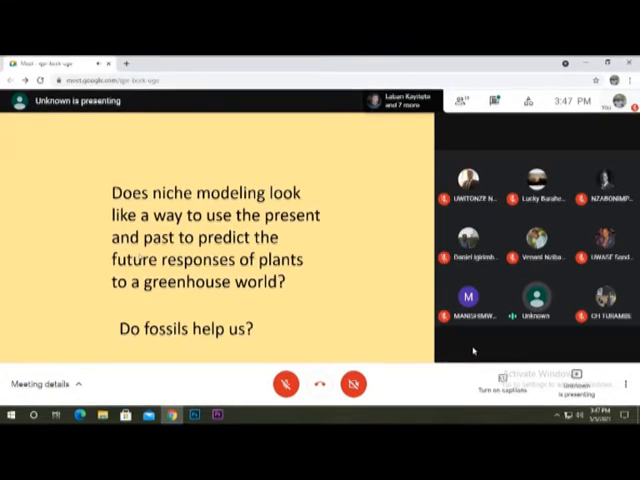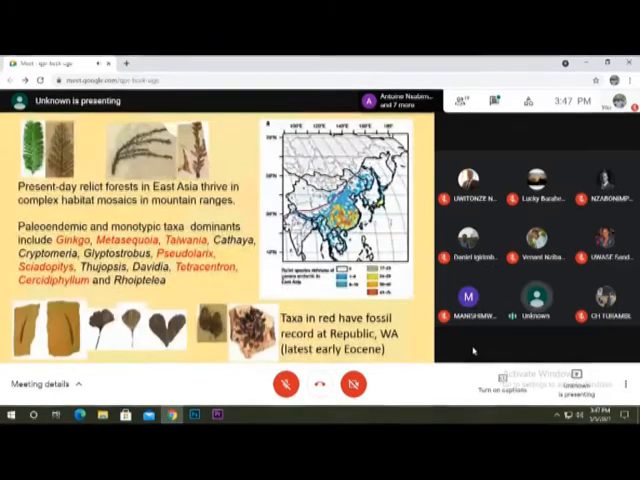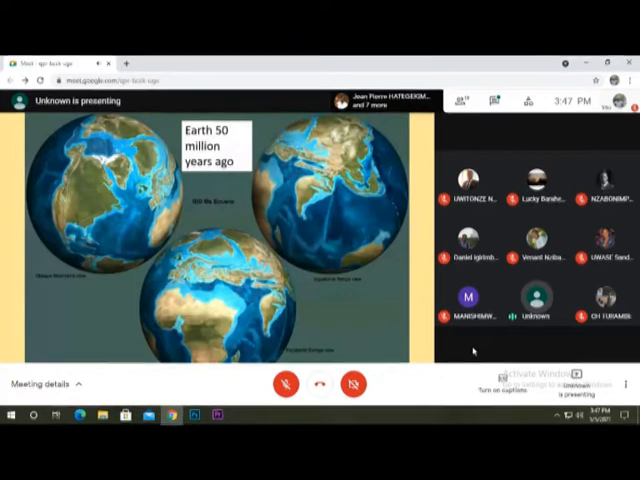and do fossils help us? So 50 million years ago, this is what Washington State looked like, and here is Africa. And you can see that Africa has not yet come significantly in contact with Asia or Europe, okay? And you can see that if you're using niche modeling for the past, you have to understand that the geography was drastically different than what it is today. Okay.